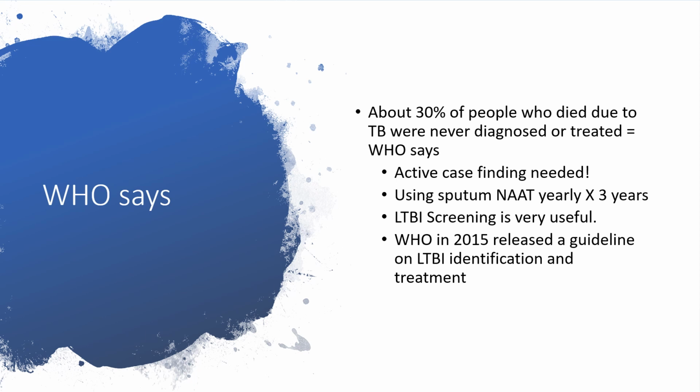So when there is suspicion anywhere that there is TB, then we must find those who really have pulmonary TB, coughing, sneezing, and singing around right now. Then we have to use sputum for nucleic acid amplification tests yearly for 3 years in people that we suspect around.